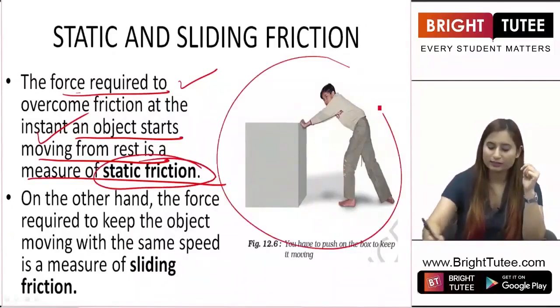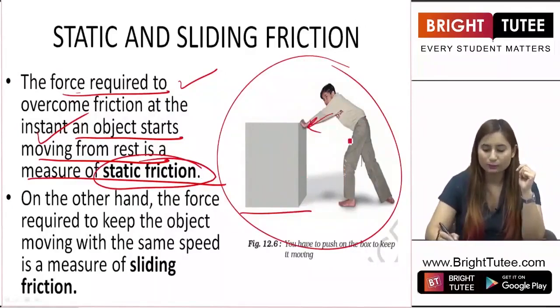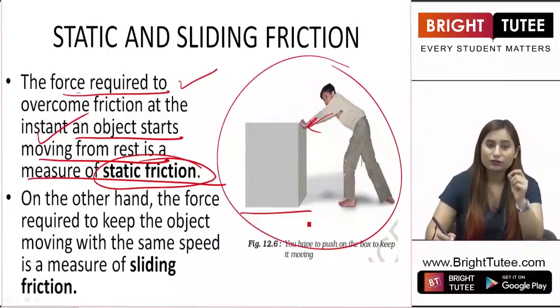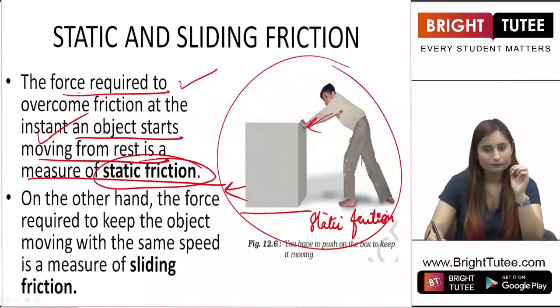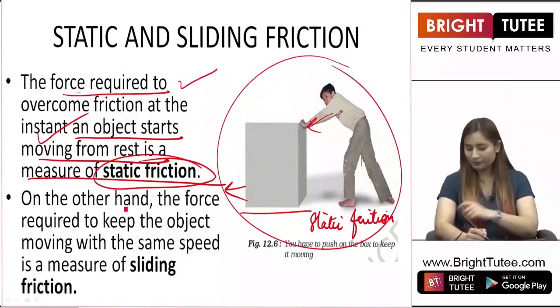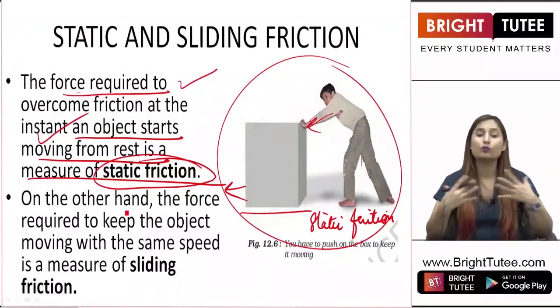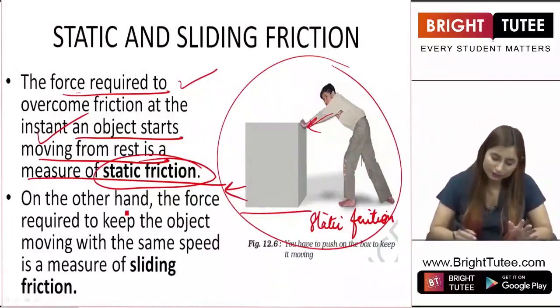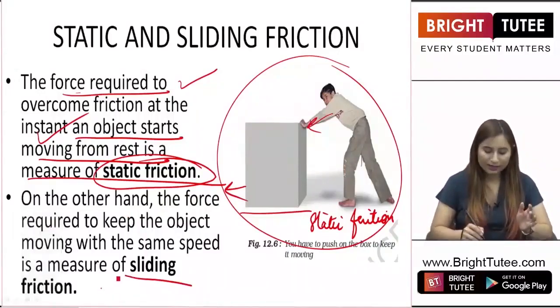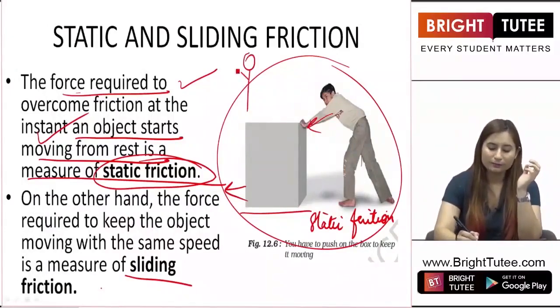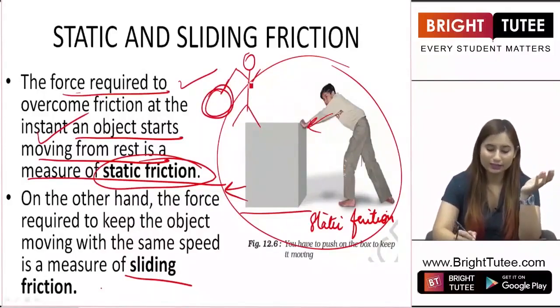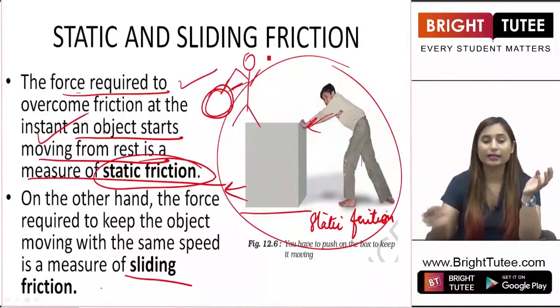In the picture you can see that the box is steady and the boy is trying to push it, right? Now the force that he applies by which the box will move is static friction, right? On the other hand, the force required to keep an object moving with the same speed is the measure of sliding friction. In the last chapter you saw that a boy was basically using a stick to move the tire round and round, right? He was hitting the tire with the stick so that the tire kept moving.